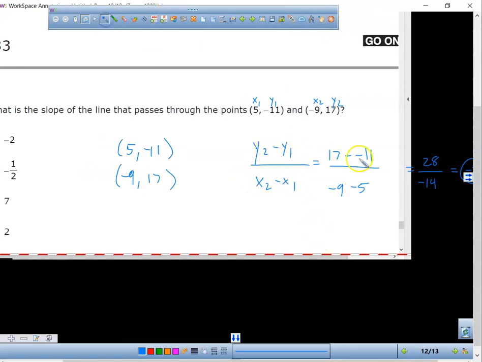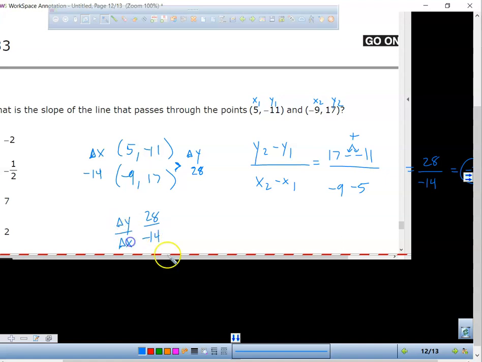What do students forget to do? They forget to do a negative minus a negative, which changes it to a positive. They'll just do 17 minus 11, and that's where they'll screw up. Okay? I like to do my change in y over my change in x this way. If I go from negative 11 to a 17, I know I've gone 28 units up. If I go from a 5 to a negative 9, I know I've gone 14 units down, and I still get the same answer, the change in the y over the change in the x.